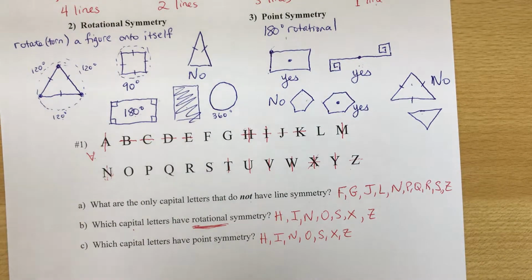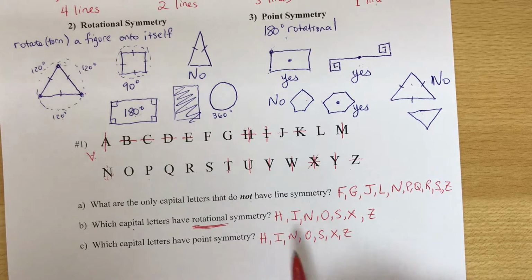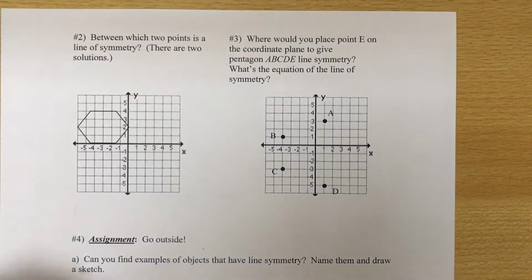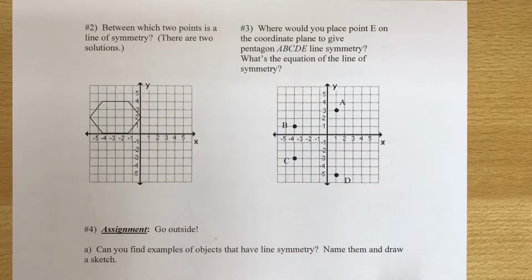Okay, so we have line symmetry, rotational, and we have point. And that's the end of the first page. Now let's flip it over. We're going to do 2 more examples here at the top on the back of this page.